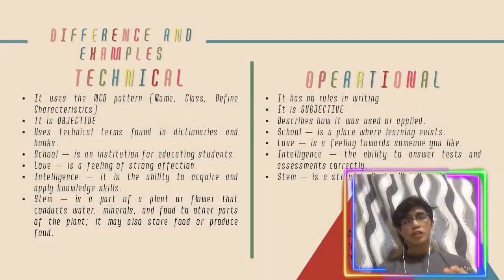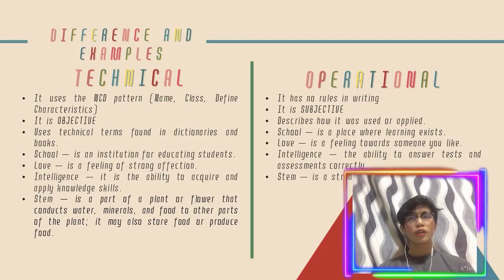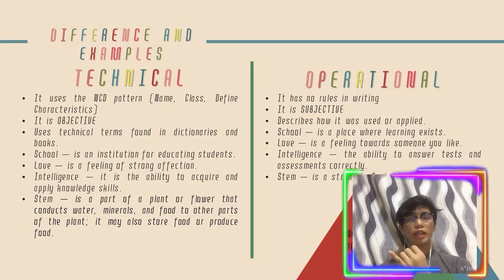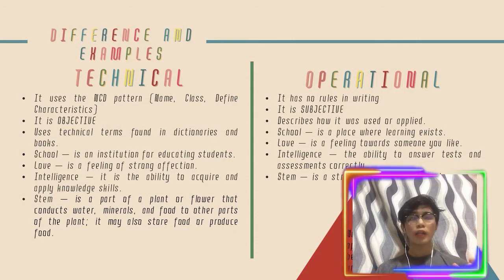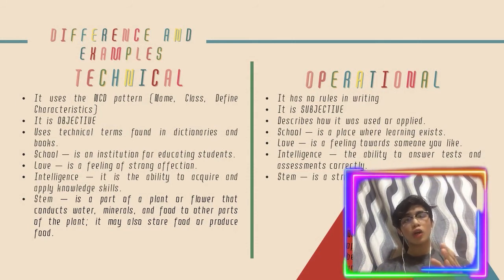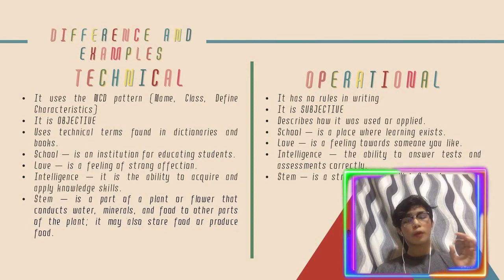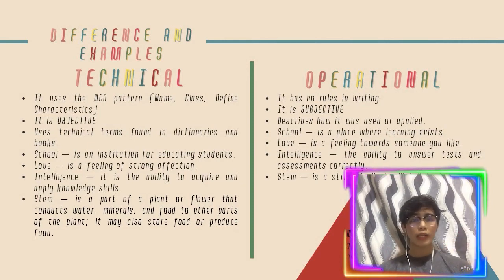To better understand our topic, let us compare technical definition from operational definition. In technical definition, as it was said earlier, we're going to use the NCD rule, or the name, class, defining characteristic rule, while in operational, we don't use any rule at all. In technical, we're always on the objective, while in operational, we're always on the subjective.